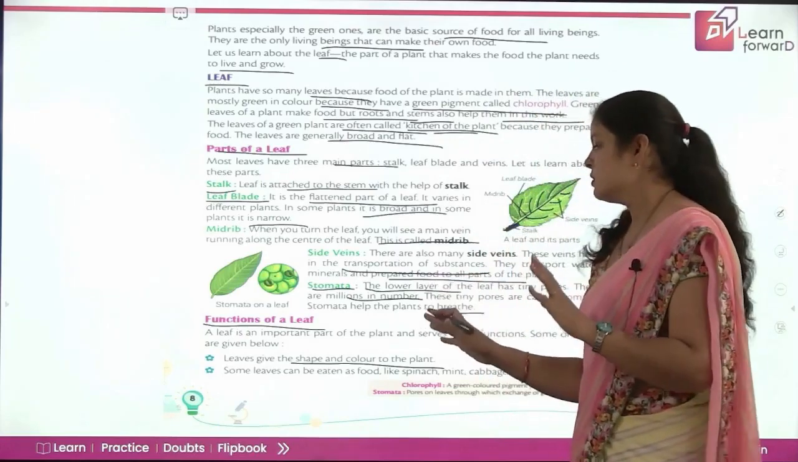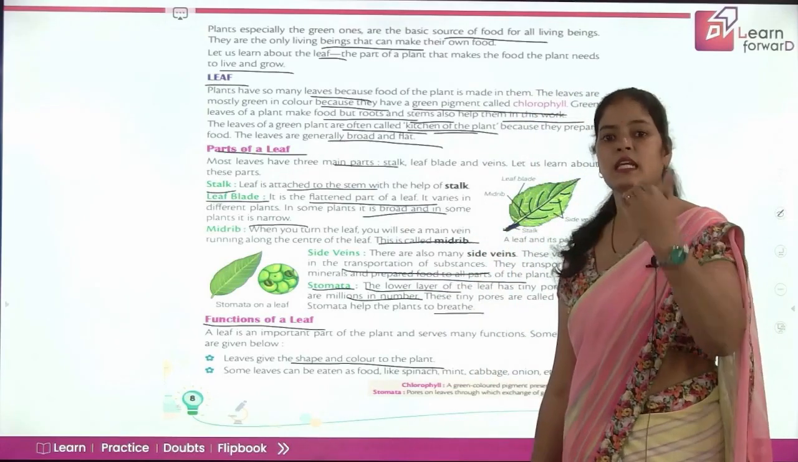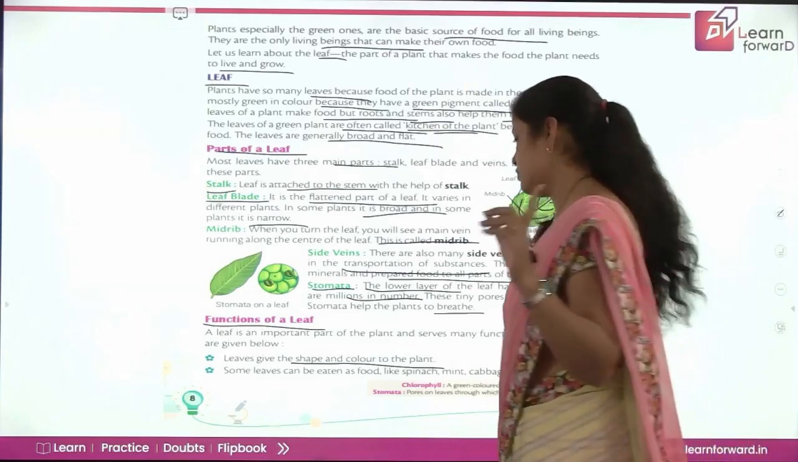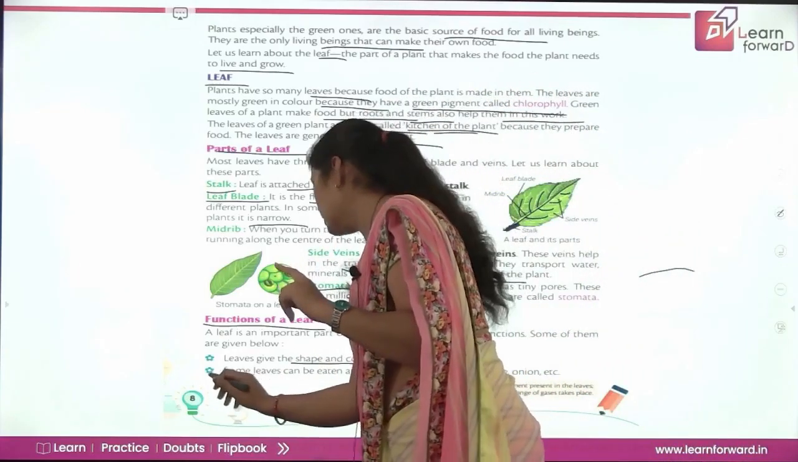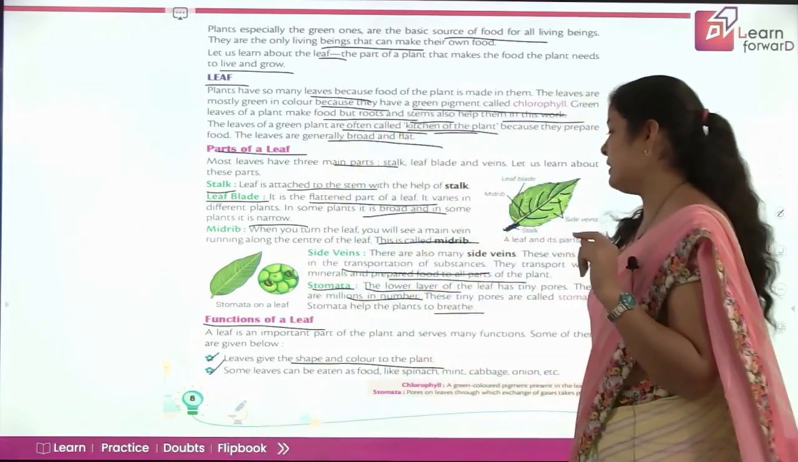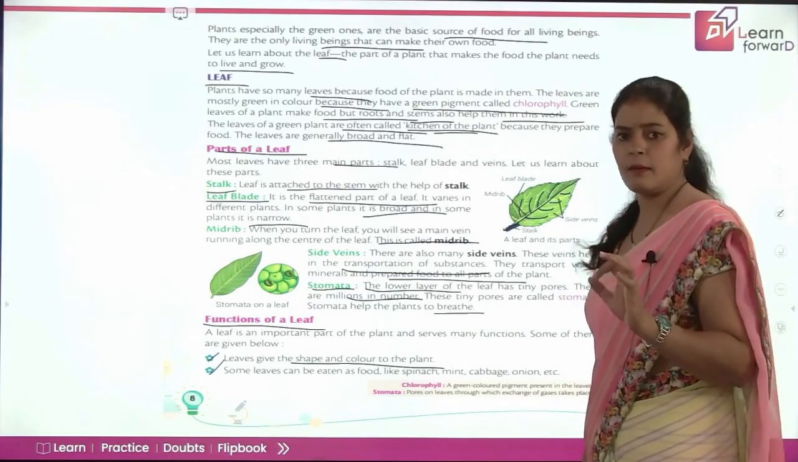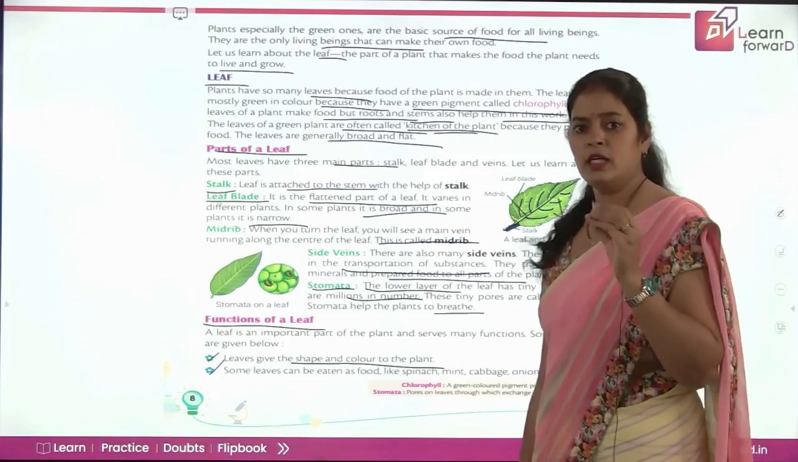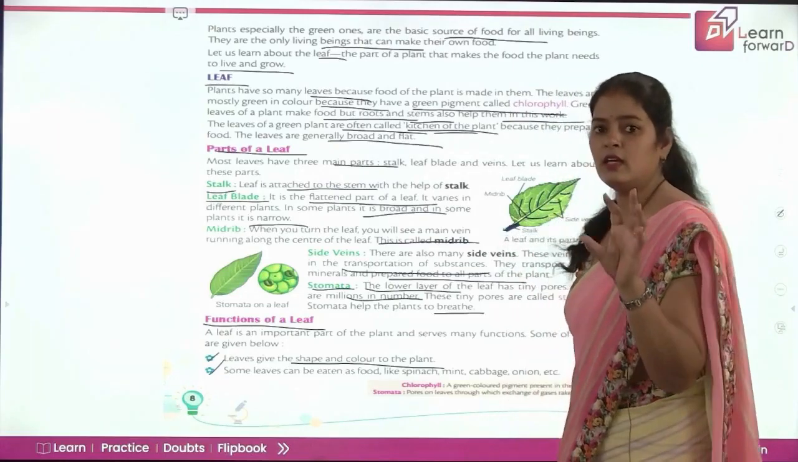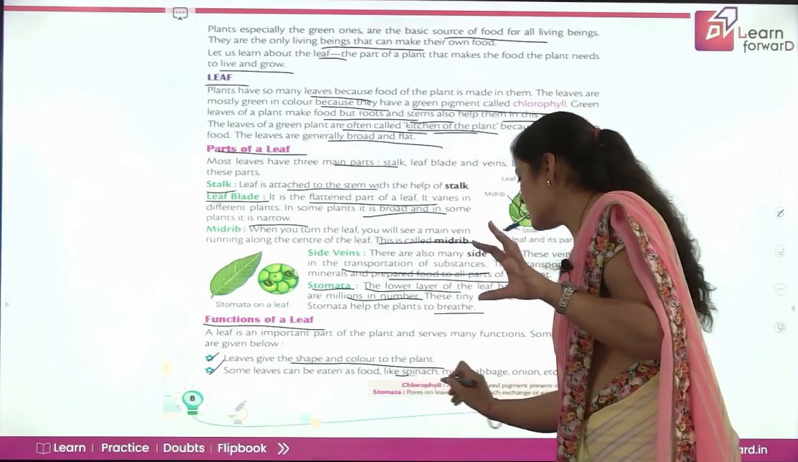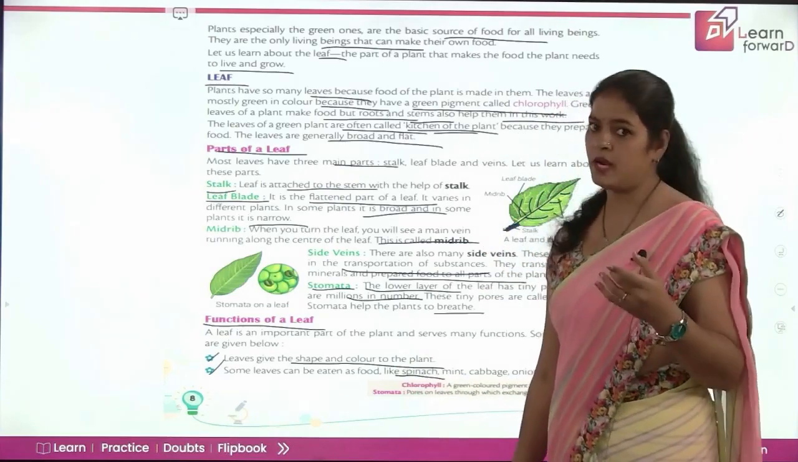So what part of the plant gives its green color? It is generally the leaves. First thing, they give shape and color to the plant. Next, some leaves can be eaten as food, like spinach. Very good example. You might have eaten this spinach. The Hindi is palak. So spinach is an example of leaves of a plant that can be eaten.